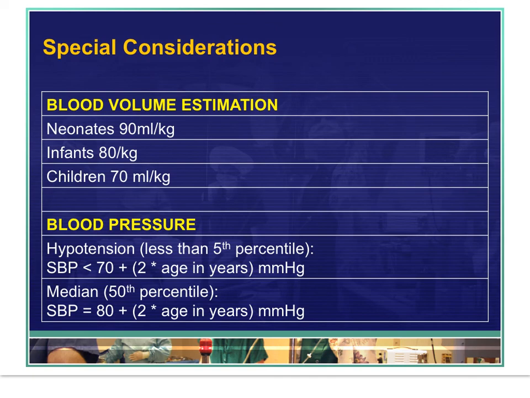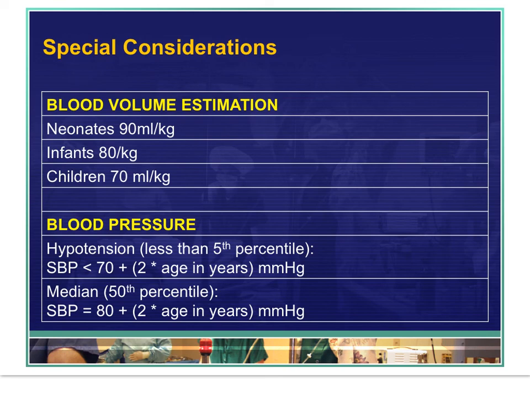In terms of the blood volume estimations, a neonate has about 90 mL per kilo, and therefore, if we do an exchange transfusion, it would be 2 times the blood volume. Infants have about 80 mL per kilo, children about 75, and older children about 70 mL per kilo, approaching that of an adult. If you take an adult of 70 kilos, for example, 70 times 70 is about 4,900, or about 5,000 mL in the body.